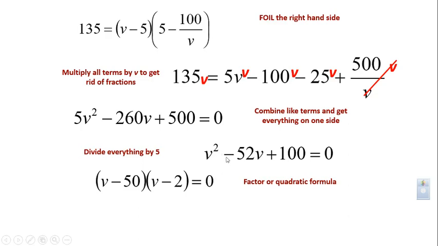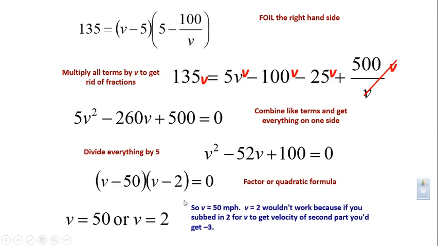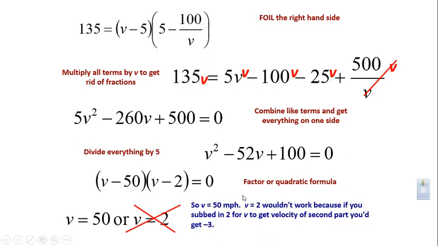In this case, we can factor very easily. We just need two numbers that multiply to be 100 and add to be negative 52. Those two numbers are negative 50 and negative 2. So the expression on the left side factors to be v minus 50 multiplied by v minus 2. And then we set each part equal to 0 and solve. So the initial speed is either 50 miles per hour or 2 miles per hour.